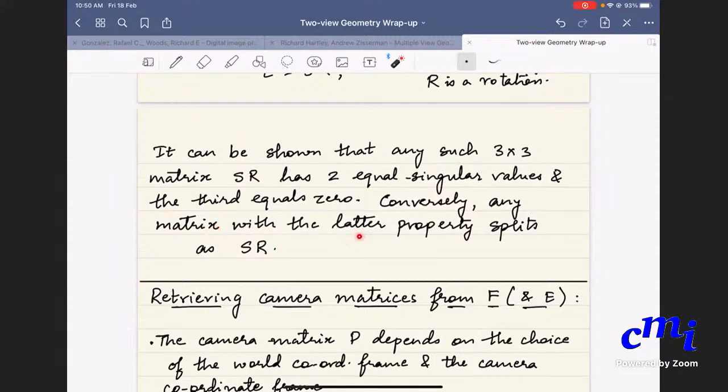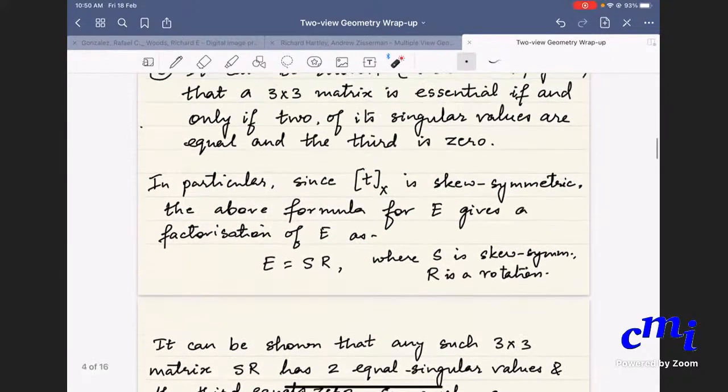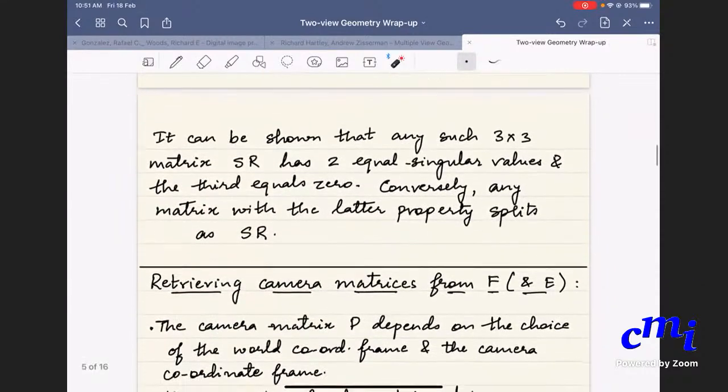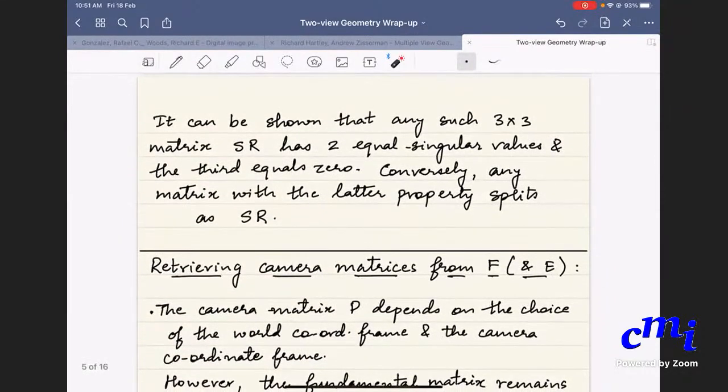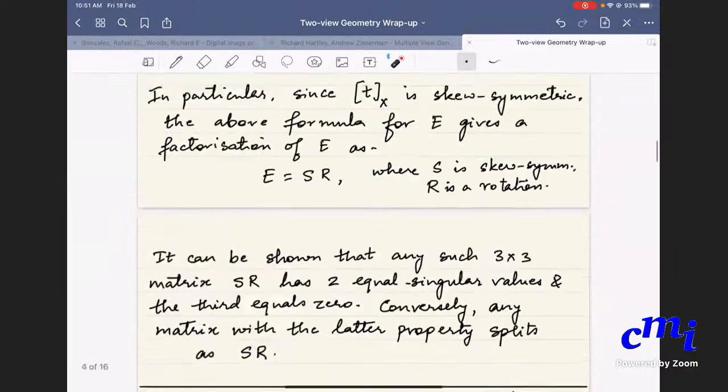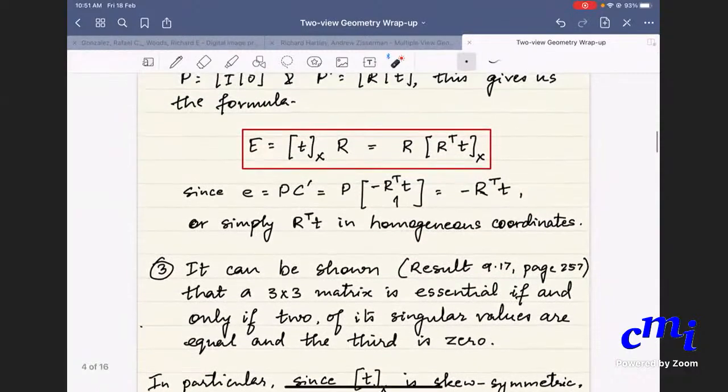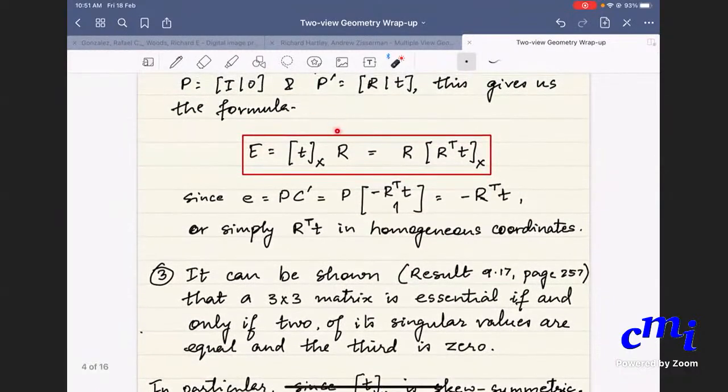Conversely, any matrix that has this property will split as S times R, a skew symmetric matrix times a rotation matrix. Okay. So this can all be shown using SVD essentially. The proof is not too difficult, but slightly lengthy, and since we don't really need to go through it, I'm not going through it. But the point to remember is this: S times R, a skew symmetric matrix times a rotation matrix. That's how any essential matrix looks.